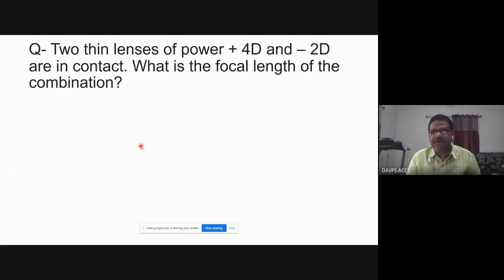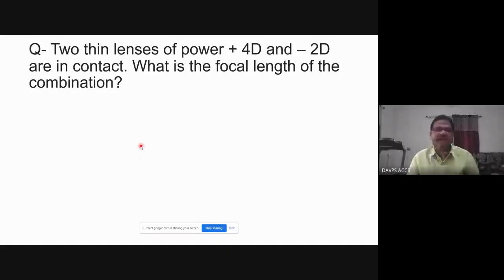Two thin lenses of power plus 4D and minus 2D are in contact. What is the focal length of the combination?